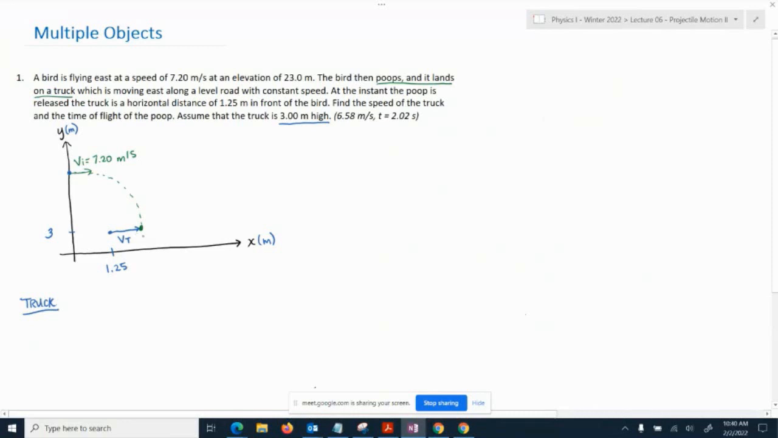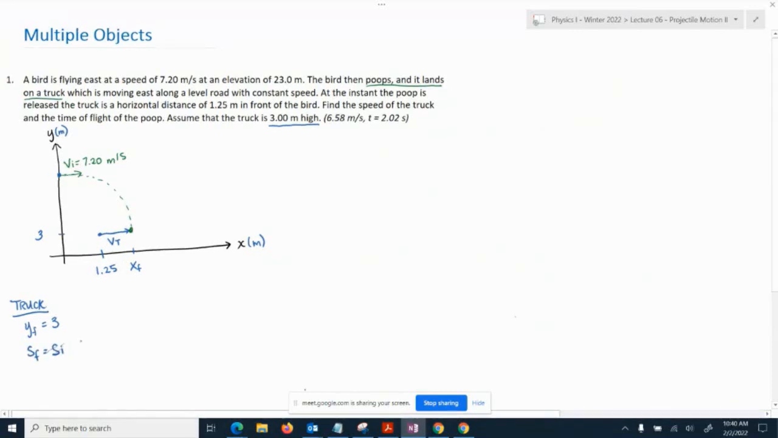But for the final position of the truck's motion, we don't know this value here. We can call it X final. That's for the truck. But the final Y position of the truck, we know it's still 3 because the truck is not moving vertically. So I'm going to just say Y final is equal to 3. And then in terms of the X final, we can use a kinematic equation. So I'm going to use this equation: S final equals S initial plus V initial delta T plus 1/2 A delta T squared. Okay, well, what do we know?